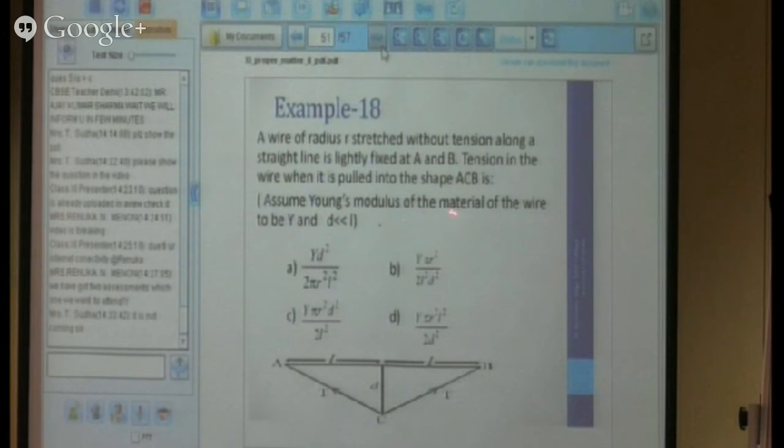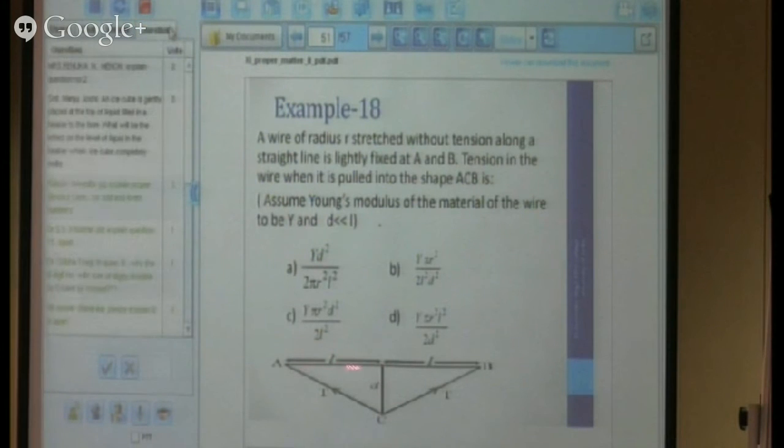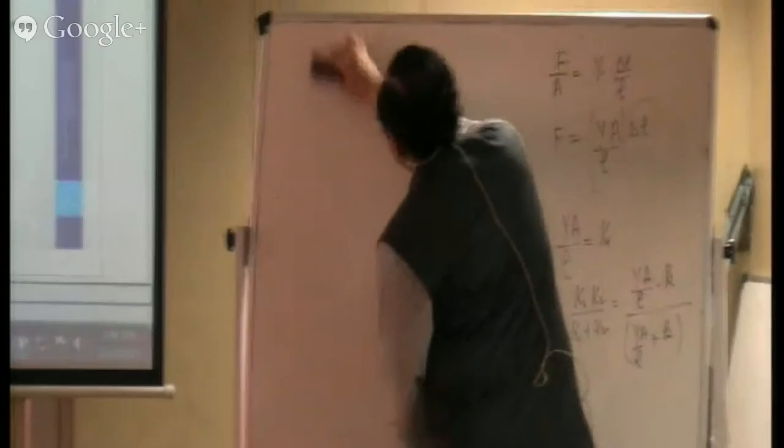Assuming the Young's modulus of the material of the wire is Y, and D is very small as compared to L. This is shown here in a large way, but it is very small as compared to L. Right? And we have to get the expression for tension. How do I get it? Tension is a force.